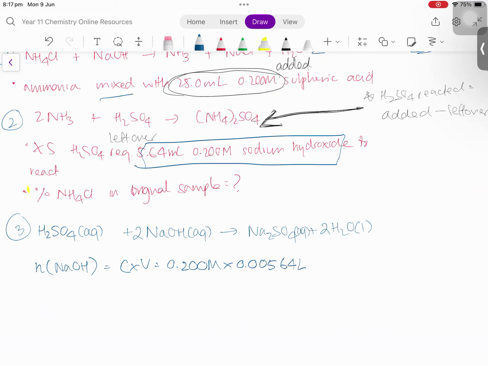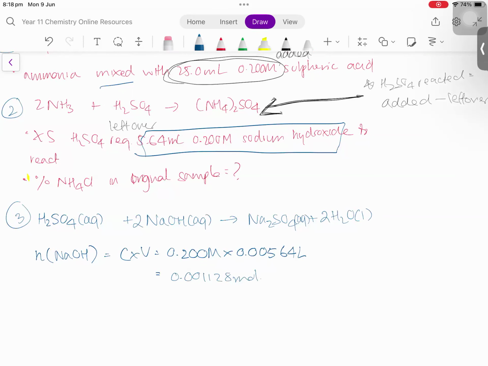0.00564 liters. What is the moles of sodium hydroxide, please? Thank you. 0.001128 mole. So that's the moles of sodium hydroxide. It reacts with the H2SO4 that's left over from the second reaction. So I want to get to that leftover H2SO4, which means I want to go here.